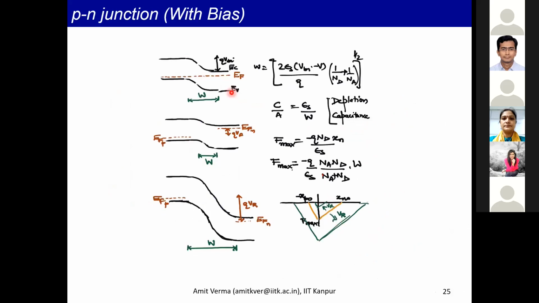Now, what happens when you apply bias to this structure? Now, this is the equilibrium condition. If you apply a forward bias to this structure, what does forward bias mean? You have two contacts. You have one contact to N-type, one contact to P-type. If you apply positive potential to P-type, negative potential to N-type, then that is the forward bias.